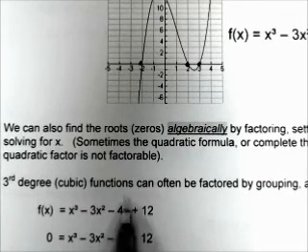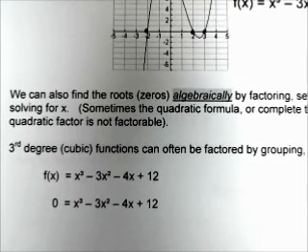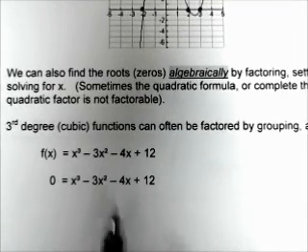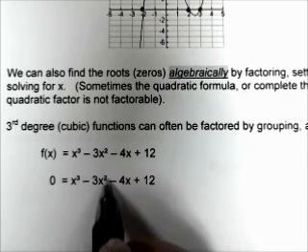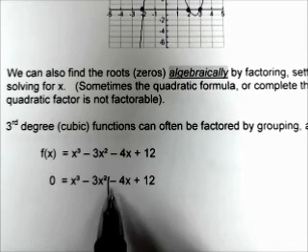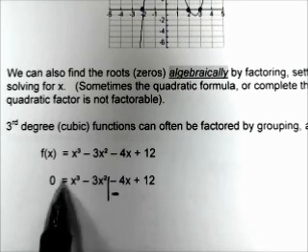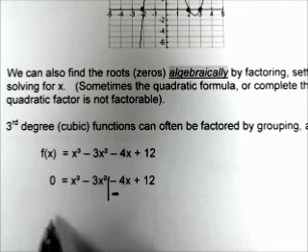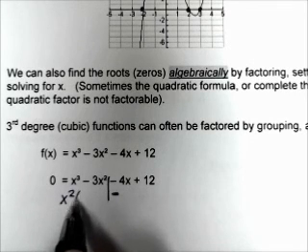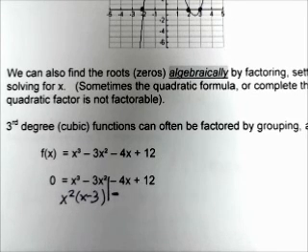Third degree or cubic functions can often be factored by grouping, as in this example. We have f of x equals x cubed minus 3x squared minus 4x plus 12. Replace f of x with 0. So now we have 4 terms. So think grouping. There's no GCF, right? So we draw a line after the second term, and write down the operation that follows. Now what's common to the first 2 terms, x cubed minus 3x squared? They have x squared in common. Factor out x squared, and we have x minus 3 as our other factor.